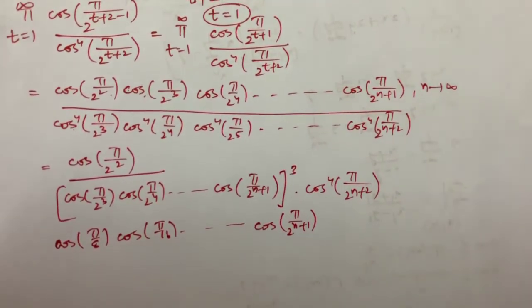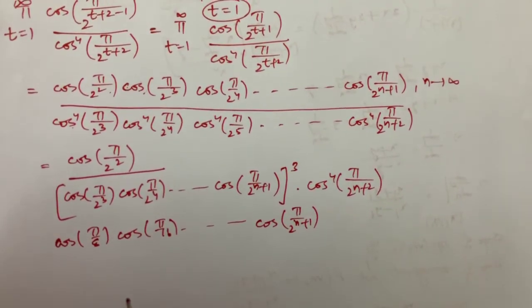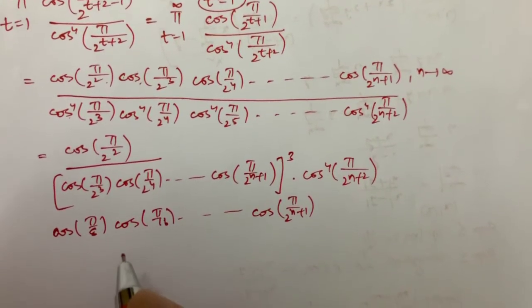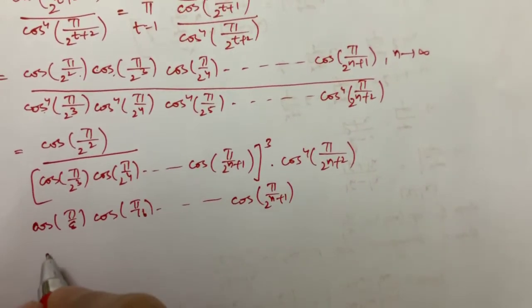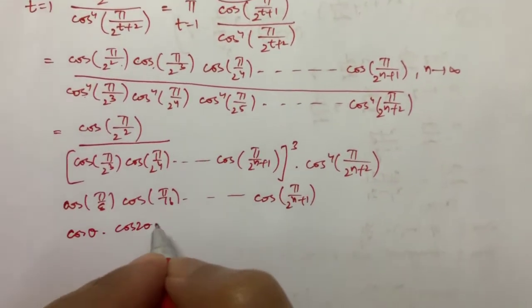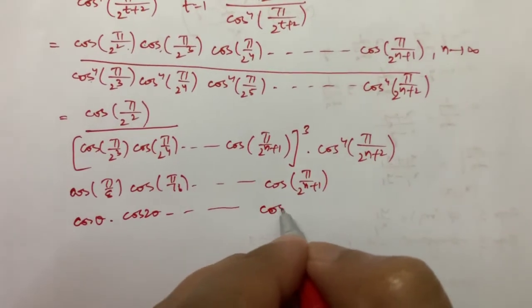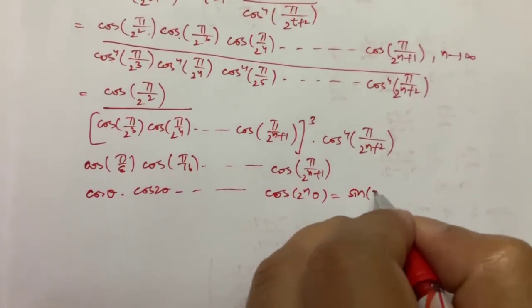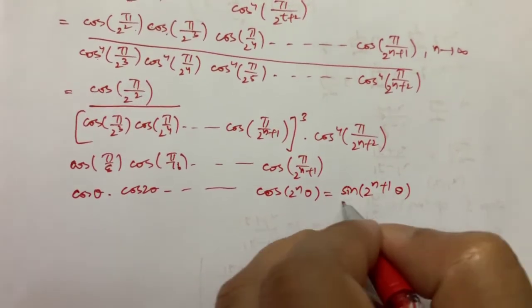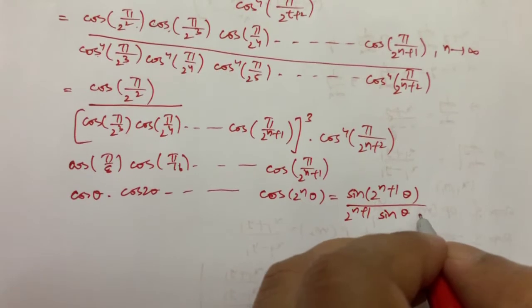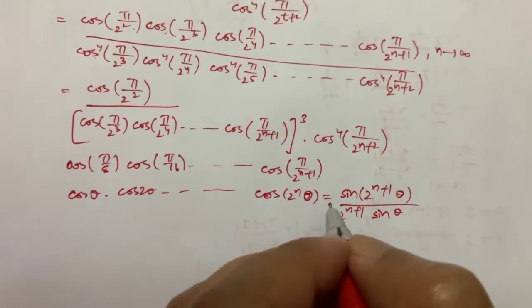So, if I want to simplify this, I have to use a relation here: cos theta cos 2 theta and so on up to cos 2 power n theta is equal to sin of 2 power n plus 1 theta by 2 power n plus 1 into sin theta. So, this is the relation which we will use now.